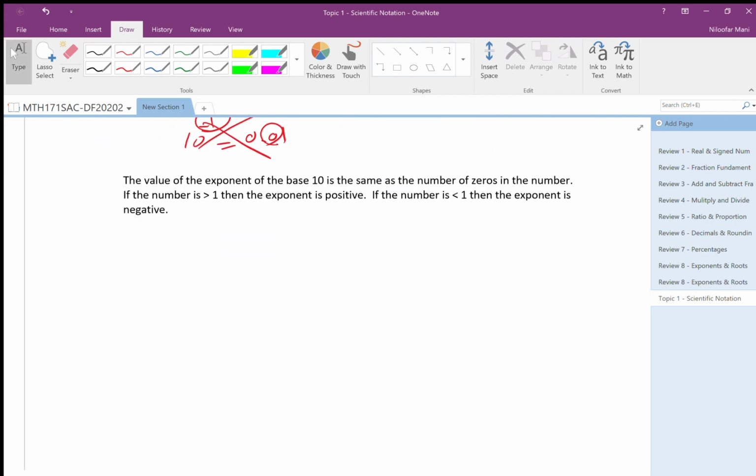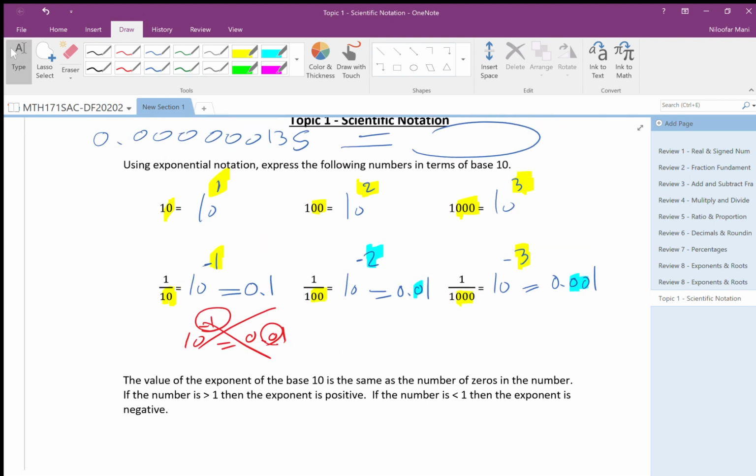Okay, so the value of the exponent of the base 10 is the same as the number of zeros in the number. If the number is more than 1, like 10, like 100, like 1000, you have a positive exponent. Okay, so more than 1, positive exponent, less than 1, negative exponent. But I recommend, don't memorize these things, because if you memorize, then you are going to forget it. Okay, don't memorize. Why memorize it?